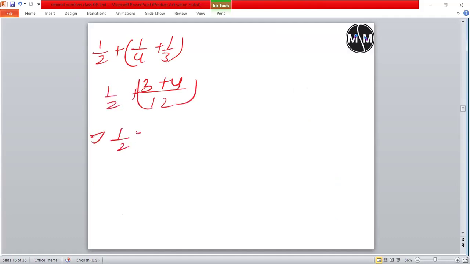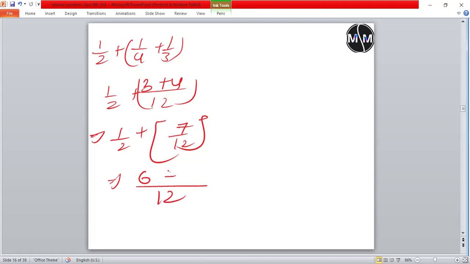1 by 2 plus bracket 7 by 12. Again, the LCM will be the same, 12. Here you get 6 plus 7. We get 13 by 10.